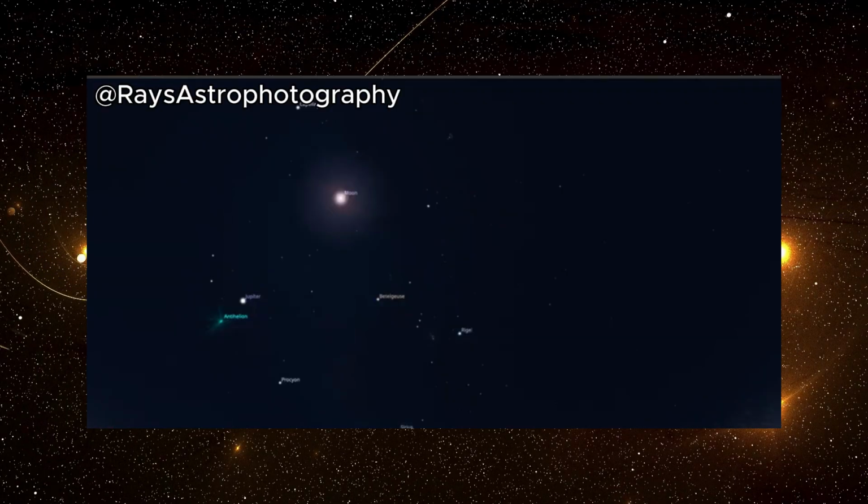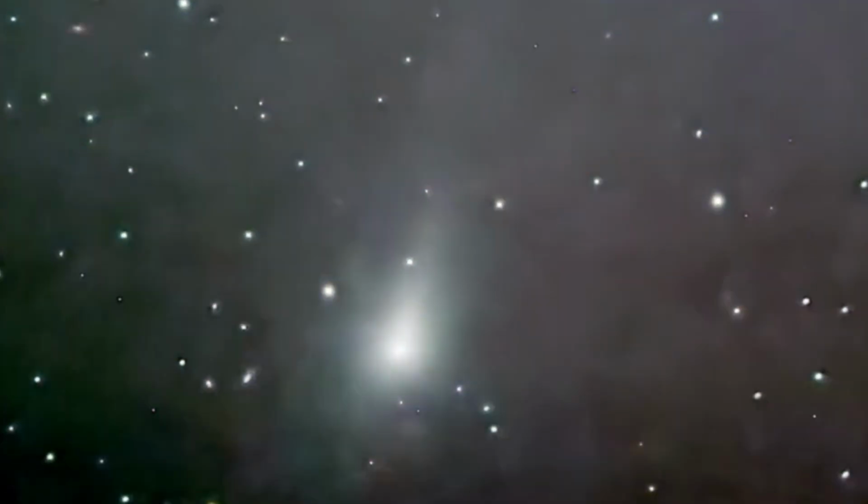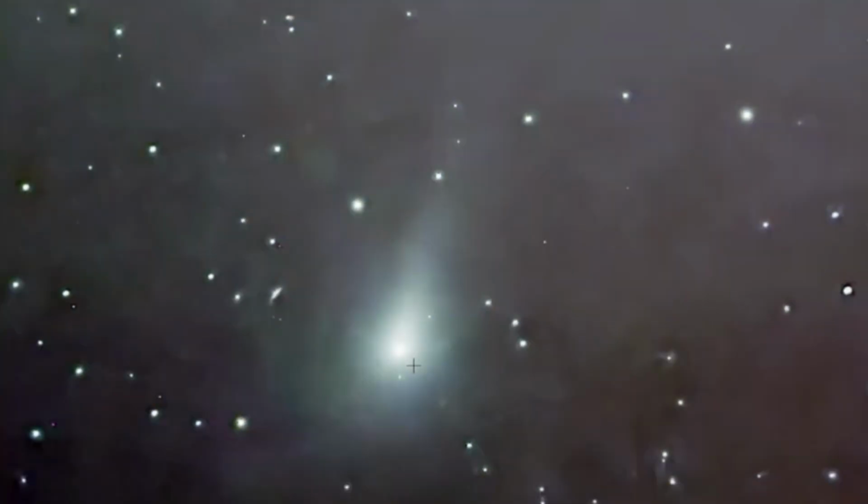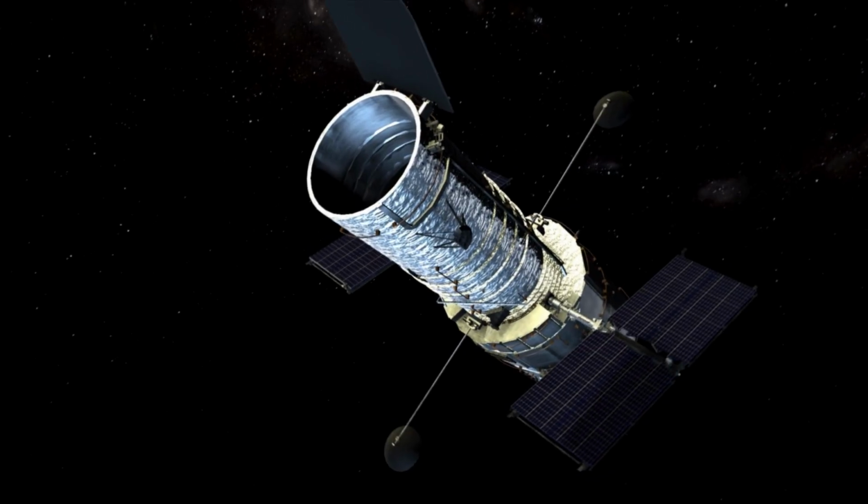Before examining the features themselves, the timing of this observation needs context. Ray notes that the comet is becoming dimmer over time. He estimates that within a month it may be difficult to observe at all, even with powerful telescopes. This shrinking window limits the ability to gather follow-up data.